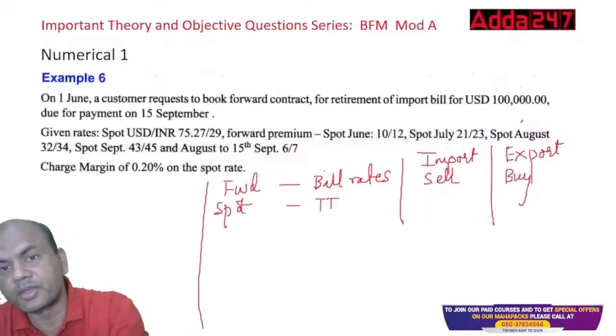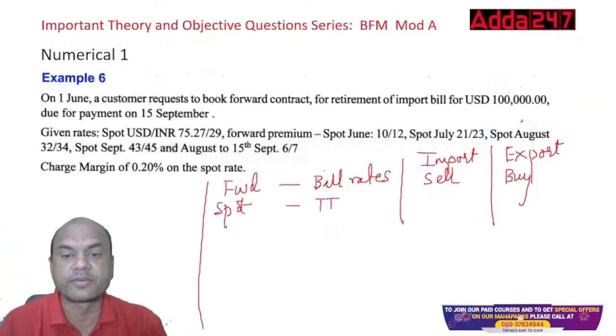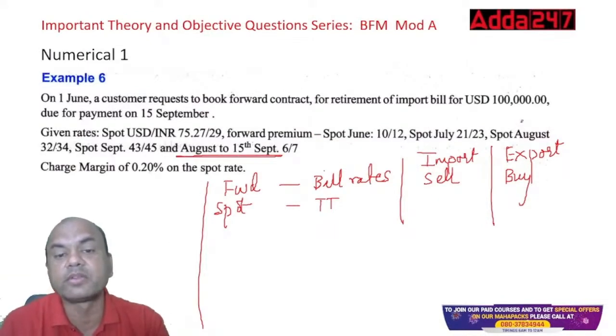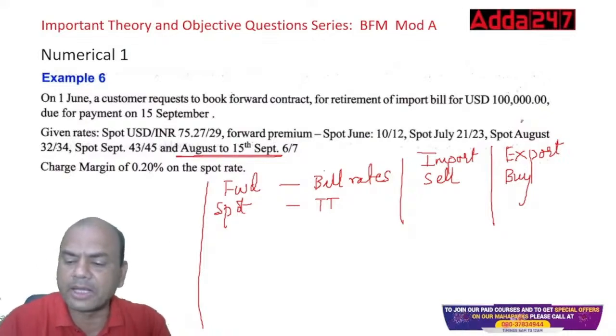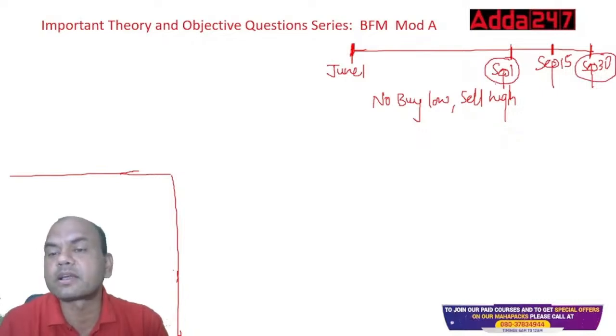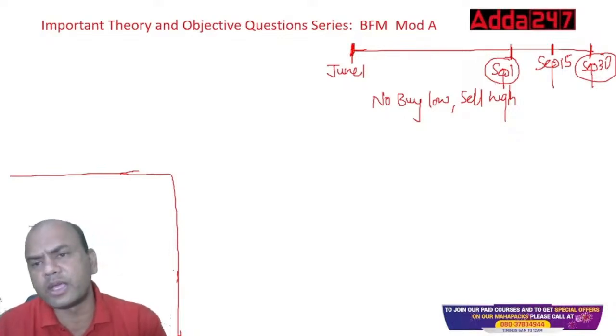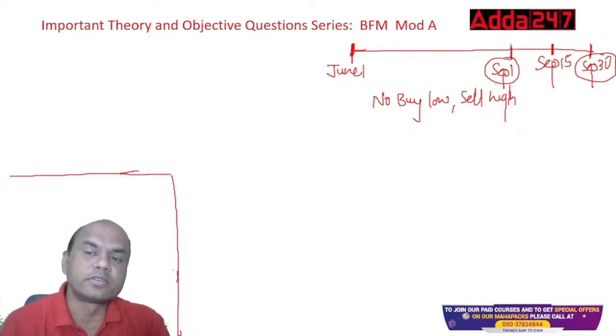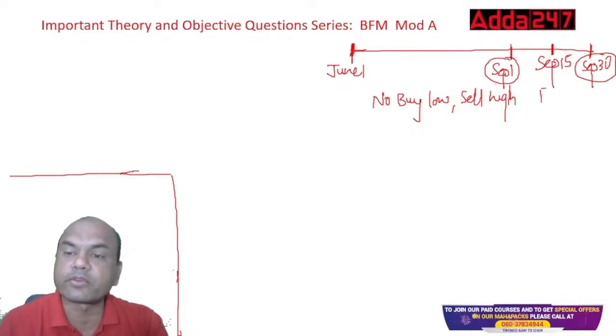Look at this. If you look at the forward rates, it is given, this last rate is for 15th September. So exact rate is available for 15th September. So when exact rate is available, you need not do buy low sell high. Buy low sell high is done when the rates are available for September 1 and September 30th, but you don't know the exact rate of September 15th. But here we have the exact rate of September 15th. It's already given. So now we want the exact forward rate. How to get this?